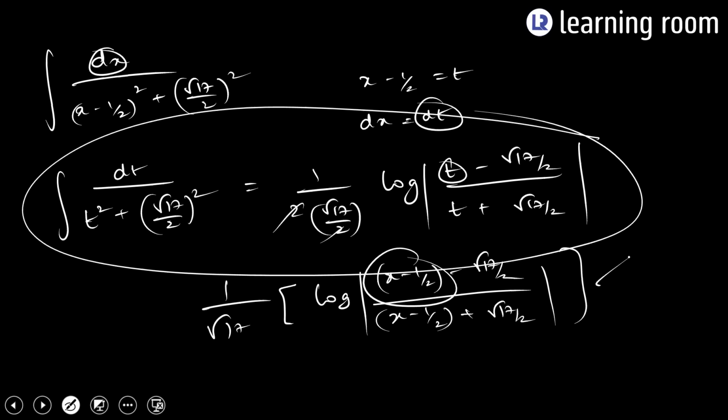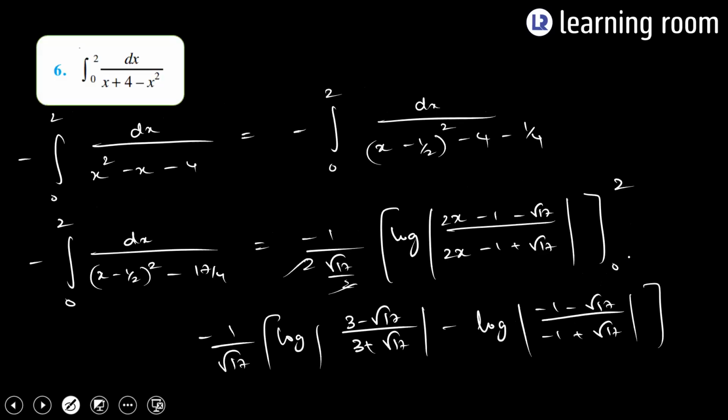As long as the coefficient of x is 1 and the power of x is 1, you will not re-substitute. So what we did is right. Just have to solve this. This is log a by b, and this is of the form log c by d. So log a by b minus log c by d will be how much? Log ad by bc. Just do that, you will get the answer.